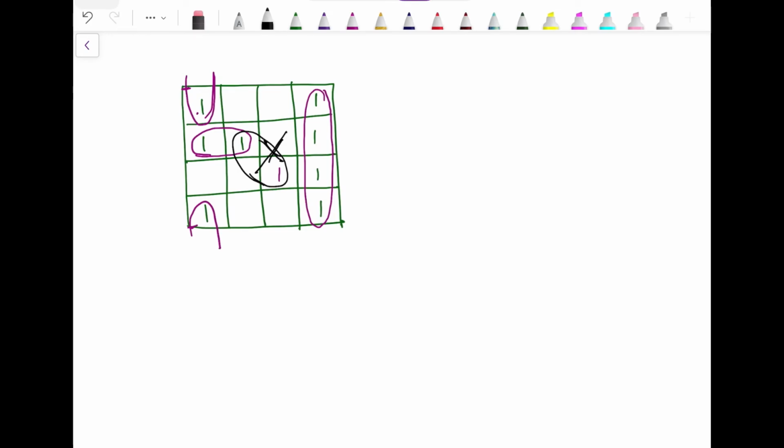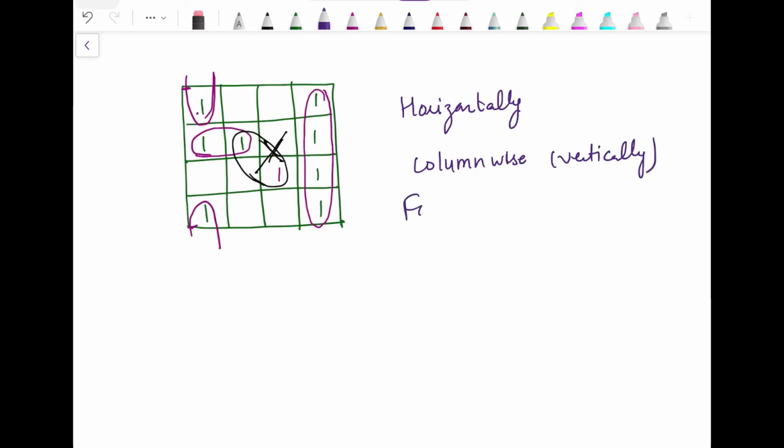The combinations can be made horizontally, that is row wise, column wise, that is vertically, or by folding from any side. Like if I fold all the four corners and we have a possibility that there are ones in all the corners, then again we can make the group from the corners, but not diagonally.